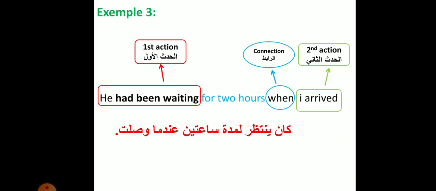The third example, he had been waiting for 2 hours when I arrived. The first action, he had been waiting for 2 hours. Here we have duration for 2 hours. Okay, it's a long action, a continuous event. He had been waiting is verb to wait in the past perfect continuous. When is the connection. I arrived is verb to arrive in the simple past.